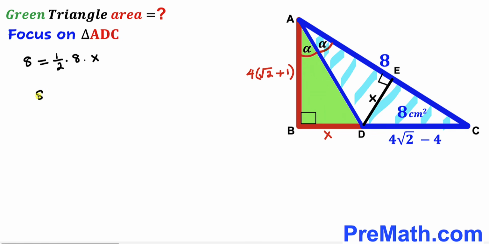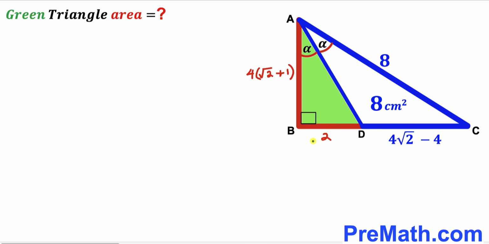So 8 is going to be equal to 4 times x on the right hand side. And now we are going to divide both sides by 4 to isolate x. This 4 and 4 is gone. So therefore our x value turns out to be 2 centimeter. So thus our x value turns out to be 2. So thus our BD segment length turns out to be 2 centimeter.